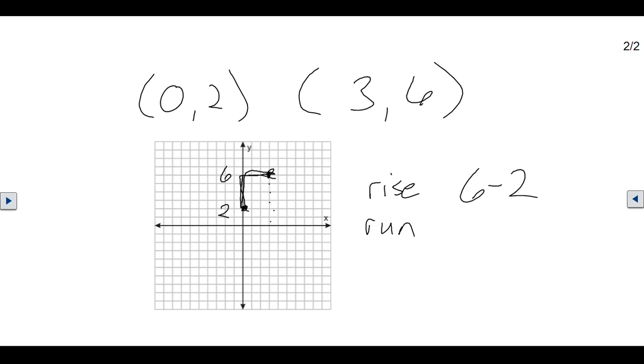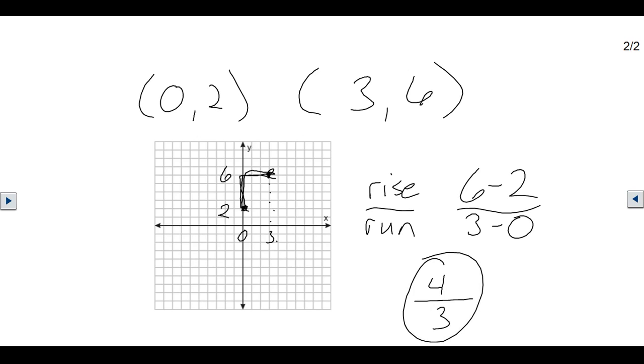And then my run, well, I'm at 0 on the x-axis, and I'm moving over to 3 on the x-axis. So how far apart are those? Well, if I subtract, right, that'll tell me my run. So if I simplify that, 6 minus 2 is 4, 4 over 3, that's my slope. Okay.